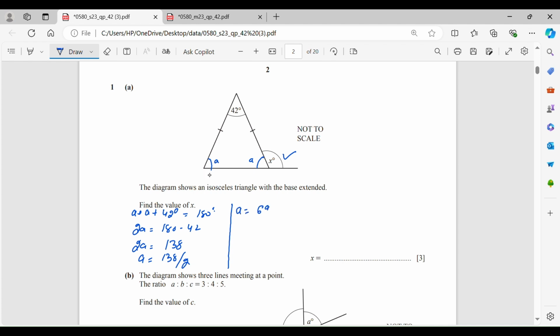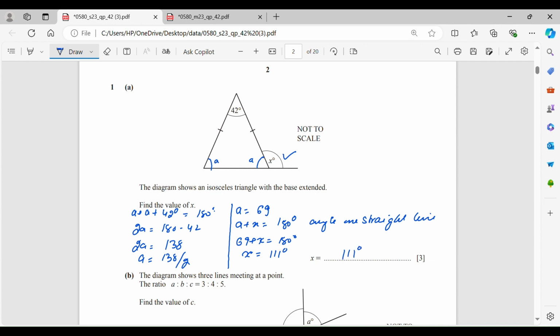Now a plus x will be equal to 180 degree. This is 69, right? So angle on a straight line, a is 69 plus x, this will be equal to 180 degree. X will be equal to 180 minus 69, which is 111 degree, right? So this is our answer, 111.